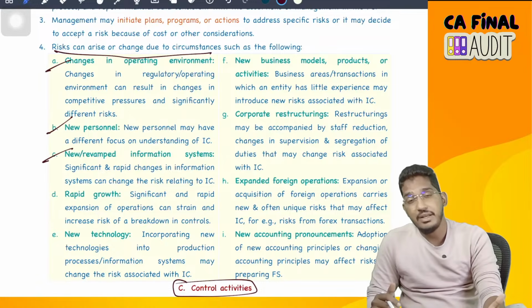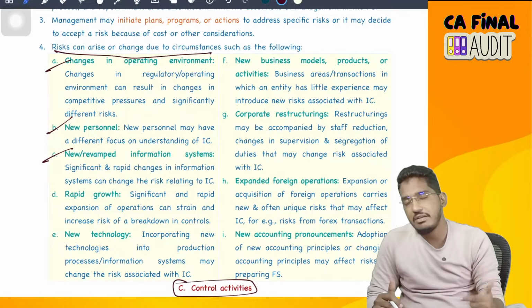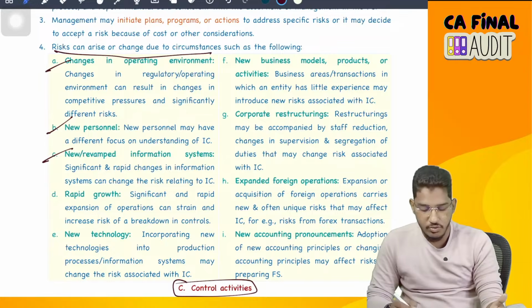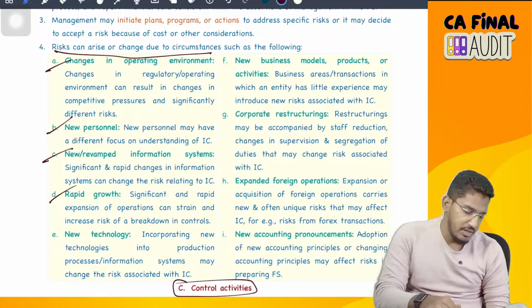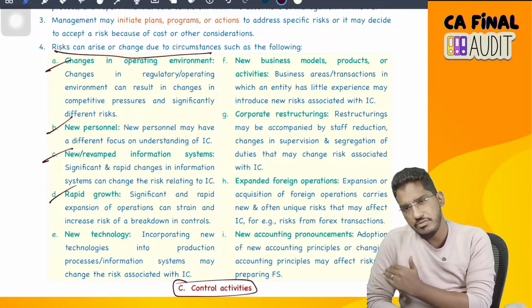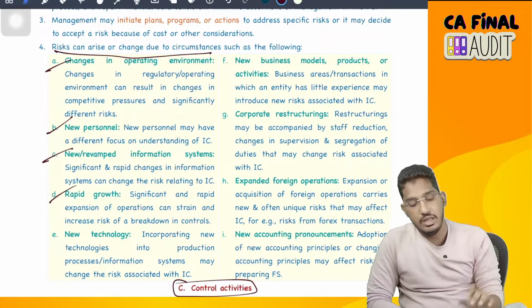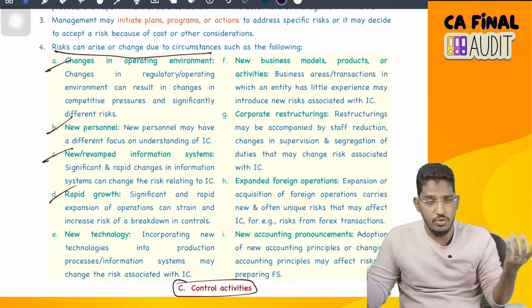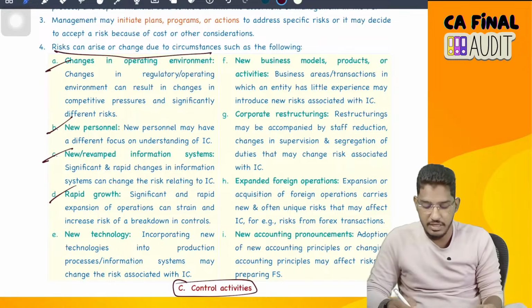Or sometimes the client might have changed their information system. Sometimes they might have built up new software. They have changed their information system from Tally to SAP. This could also bring new risk. Or rapid growth. Sometimes some companies grow very rapidly, from 1x to 10x. So that rapid growth also will bring new risk. Why? Because the organization is not yet ready. You have grown beyond your capabilities. That will also bring new risk.